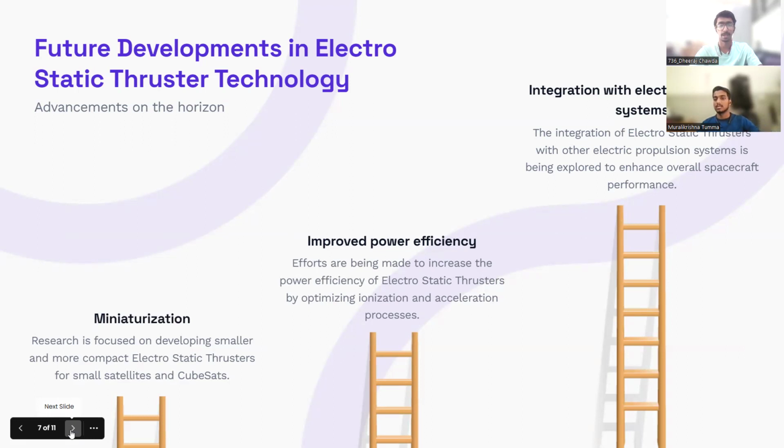Also, there is research going on for improved power efficiency. As you told, 100 kilowatt of power is consumed by the electrostatic thruster, but it only produces about 20 to 50 meters per second velocity, which is very small compared to chemical thrusters. So we need to improve its power efficiency. For that, much research is going on. Also, we want to integrate this in the electrical propulsive system, because we want to enhance the spacecraft performance and its utility for space exploration.